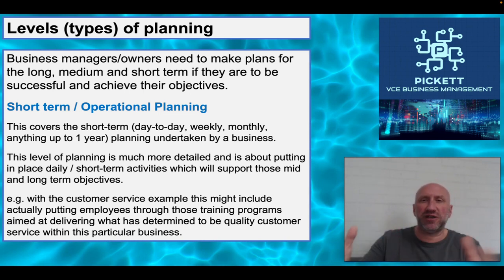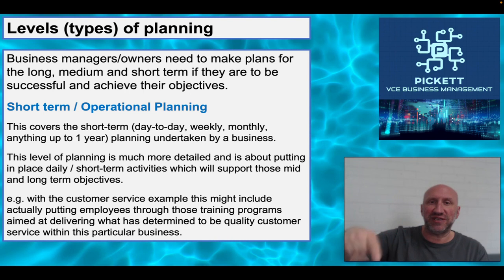So hopefully you can see how that works. We start with the long term and then it kind of all feeds back. So everything that we do in our business has to have a reason for it. And those reasons ultimately stem from the long-term goals and objectives that we've set for ourselves in the business, and it just all feeds back from there.